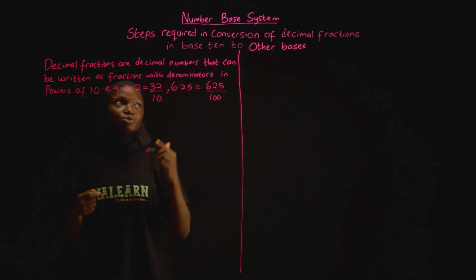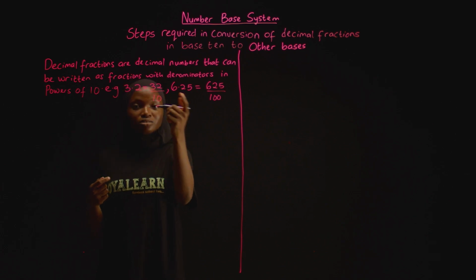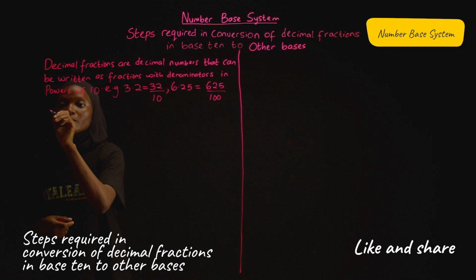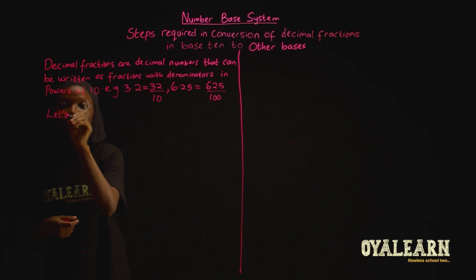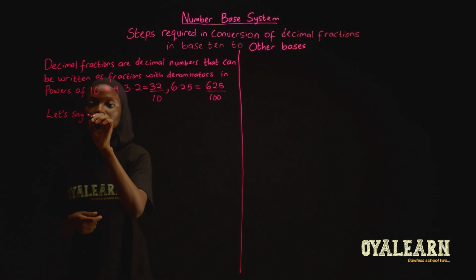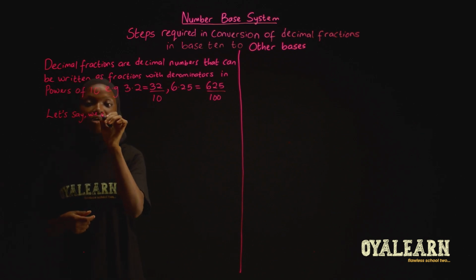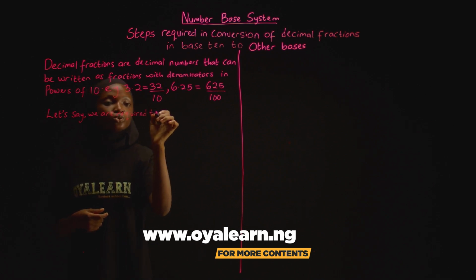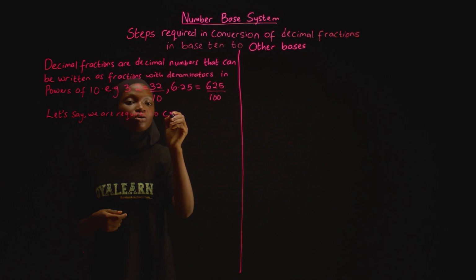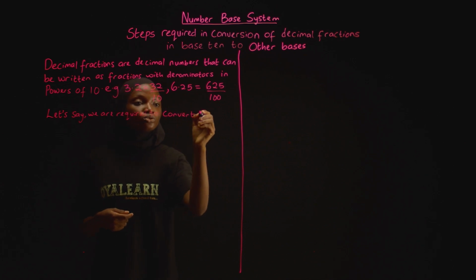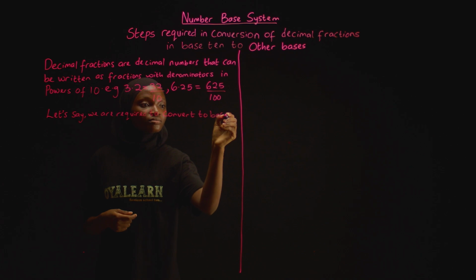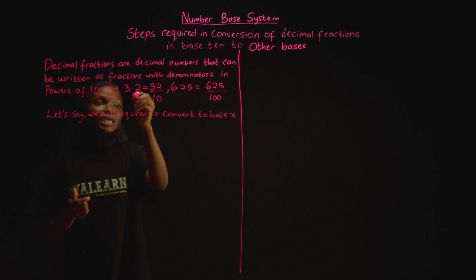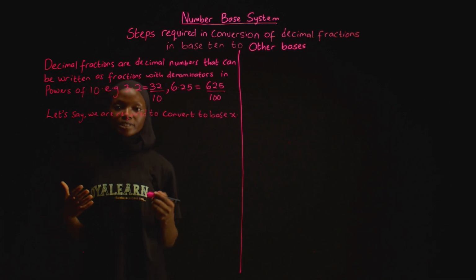Now let's look at the steps required in converting decimal numbers like this to other bases. Let's say we are required to convert to base x. How do we go about that? We have numbers like this and we are required to convert to a base x.